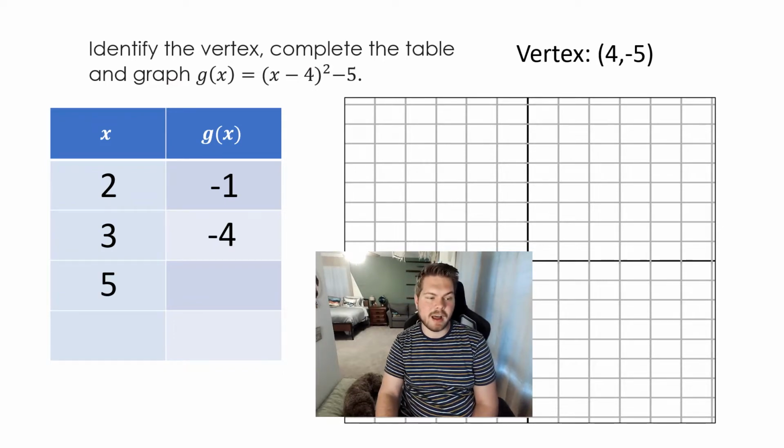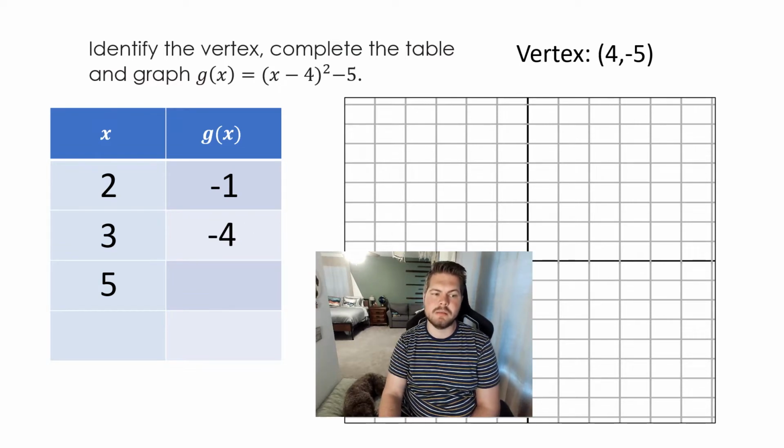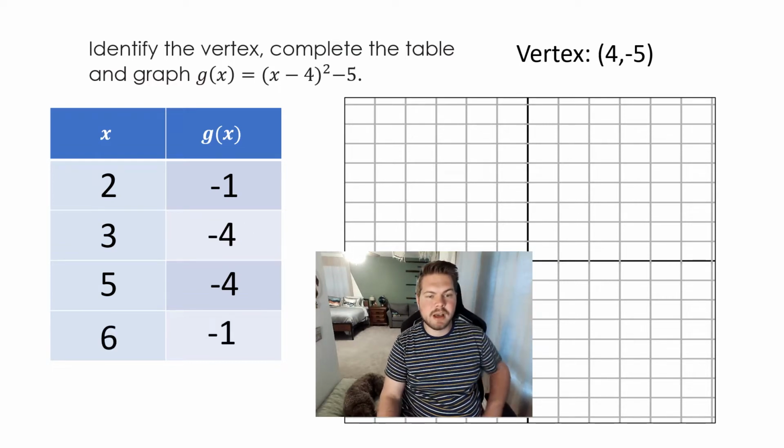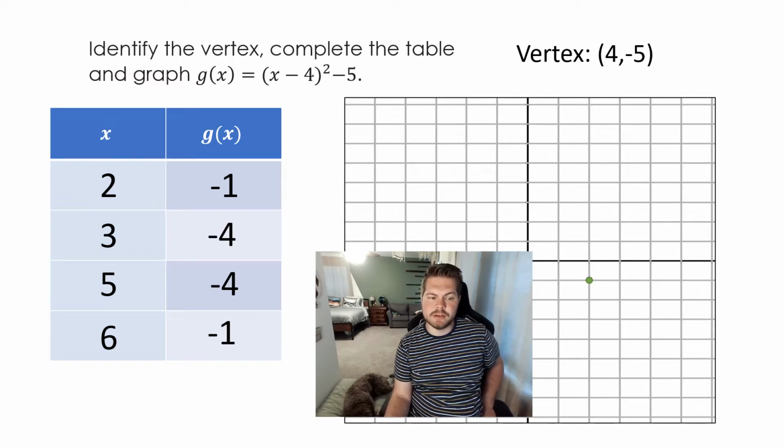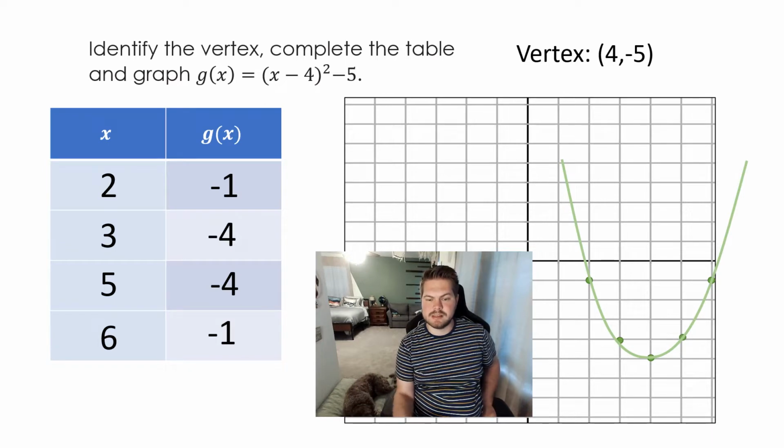Let's plug in 5. We don't need to plug in 4 because we already know when it's 4, we get negative 5, which is our vertex. So if we plug in 5, 5 minus 4 is 1. 1 squared is 1, minus 5, negative 4 again. Plug in 6. 6 minus 4 is 2. 2 squared is 4. 4 minus 5, we get negative 1 again. So if we plotted those points, 2, negative 1, 3, negative 4, and then 4, negative 5, 5, negative 4, and 6, negative 1, we get something that looks like this.